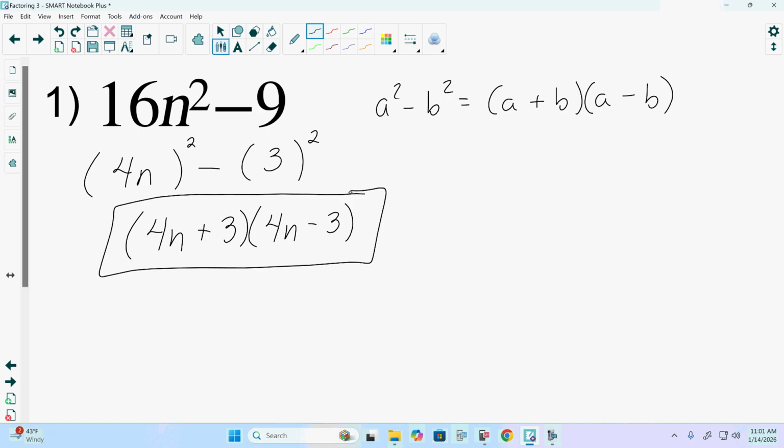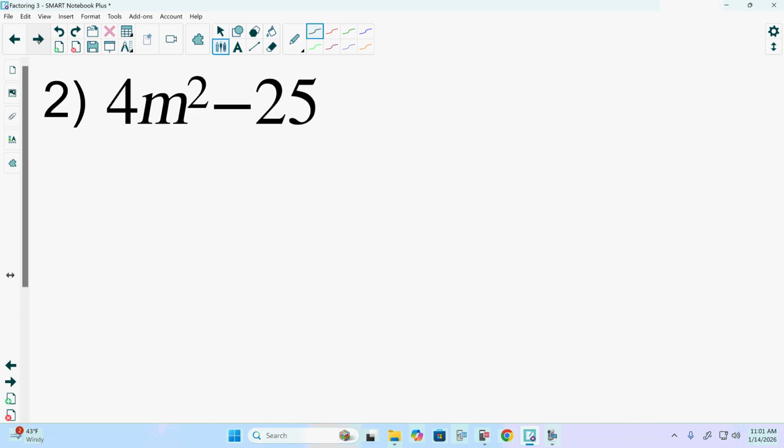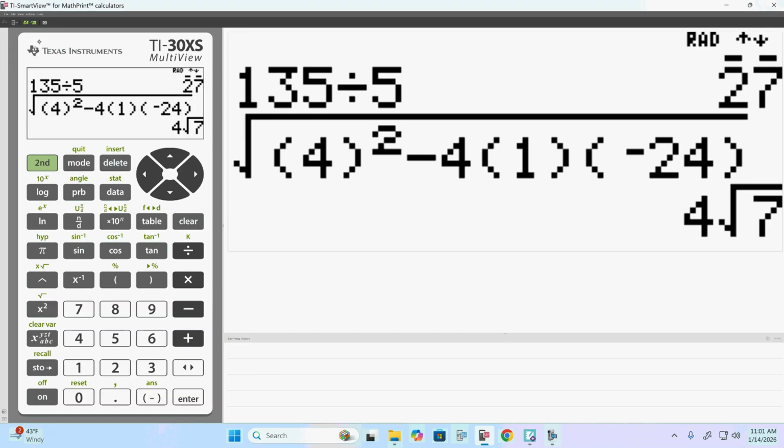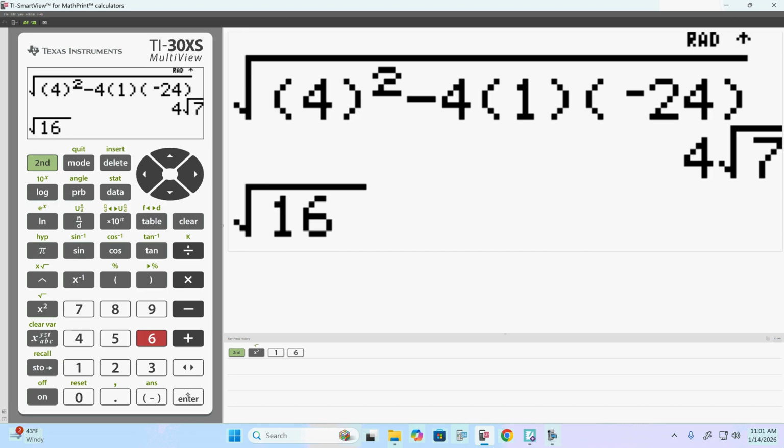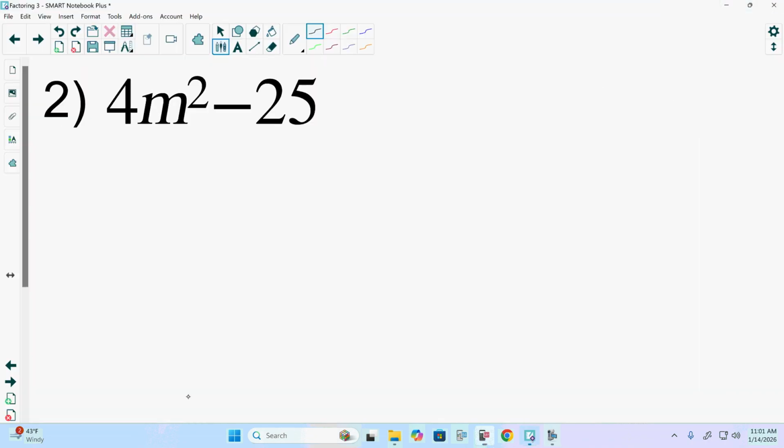And if you're not sure if one of the two numbers is a perfect square, you just take the square root, because the square root is finding what number times itself gives us the number inside the square root. So the calculator can tell us that the square root of 16 is 4.